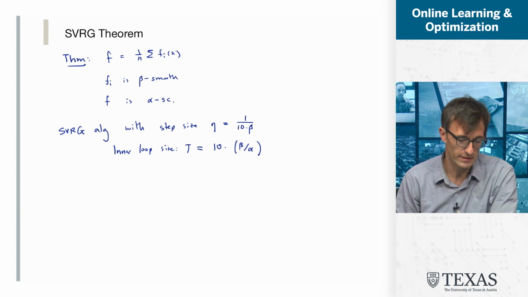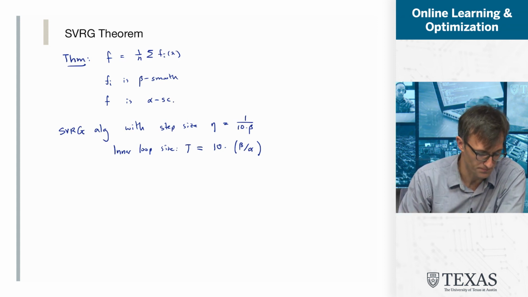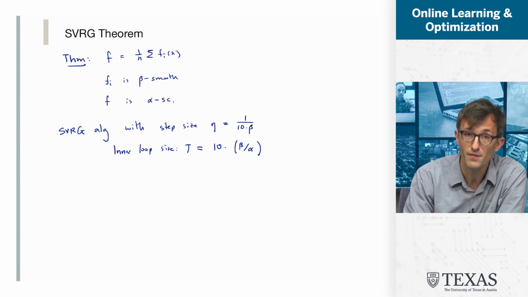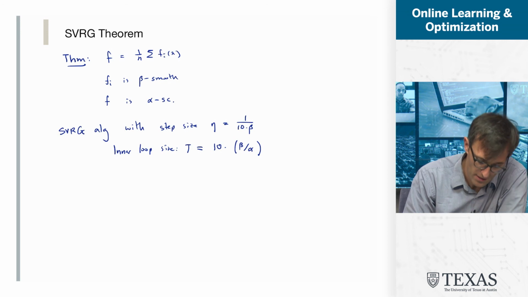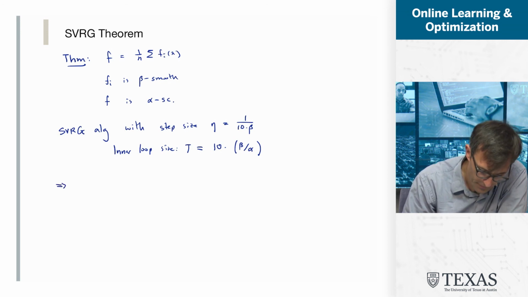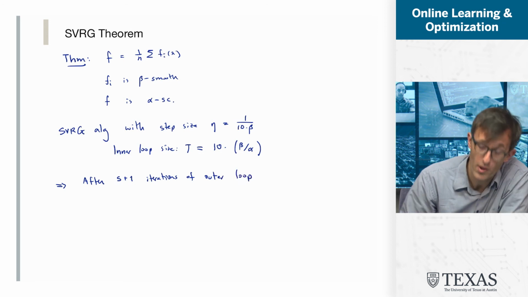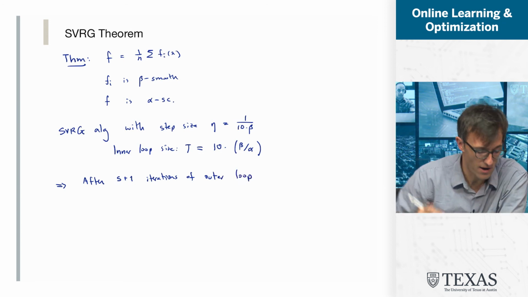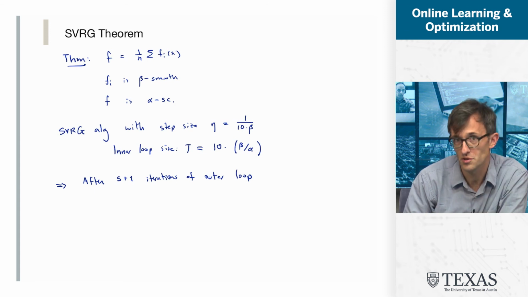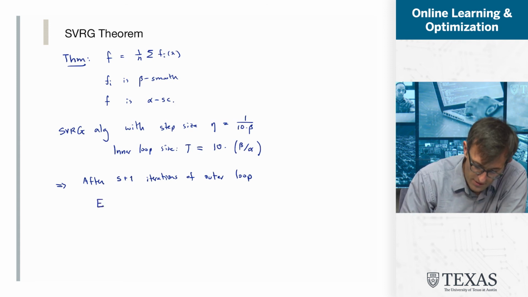We're going to get back to this later when we compare all of the methods that we've discussed so far. So in this setting, if f satisfies these properties, if we run SVRG with these two parameters, then after s plus 1 iterations of the outer loop, so s plus 1 runs through the entire algorithm, the final solution produced, y s plus 1, is going to have an expected suboptimality that scales as follows.